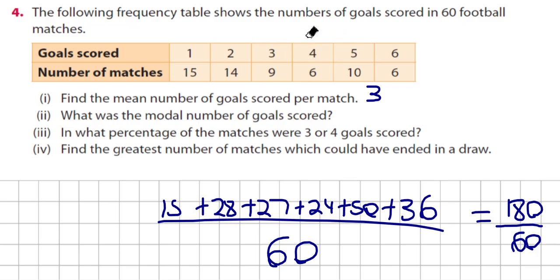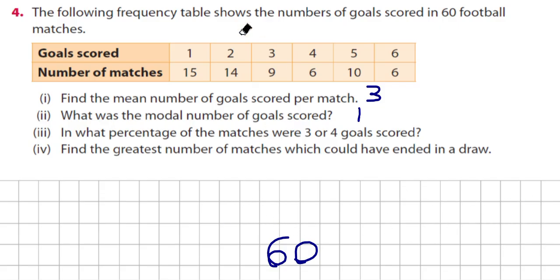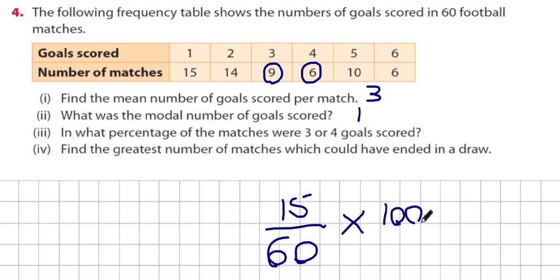Can anybody tell me what's the mode? Most common number of goals scored? 1. Because there's 15, isn't there? That's the highest, so that's 1. And what percentage of matches were 3 or 4 goals scored? Okay. Out of 60, how many matches had 3 or 4 goals? 9 plus 6? 15. Turn it into a percentage, just like a test. Imagine you got 15 out of 60. Multiply that by 100 and convert it into a percentage. 25%. Okay.